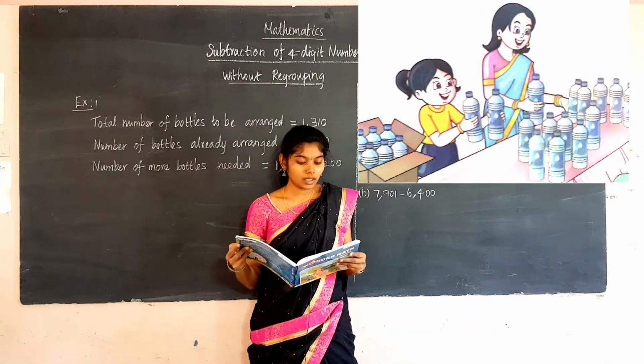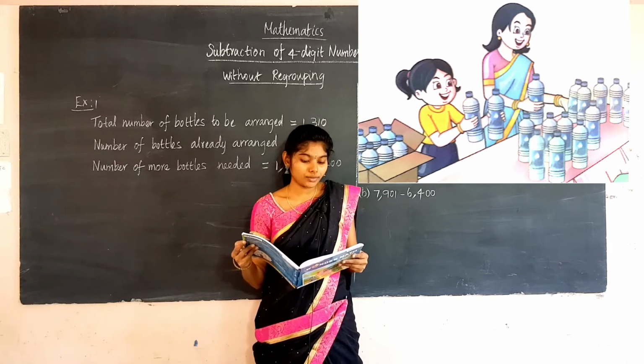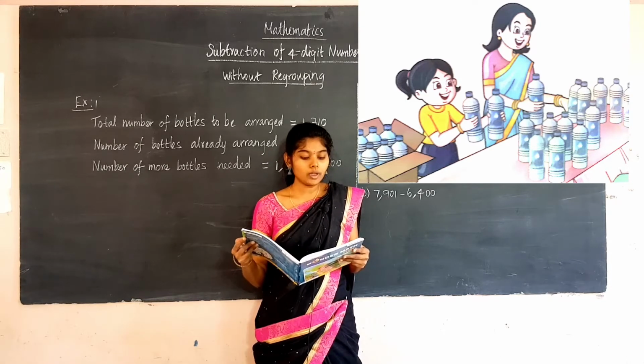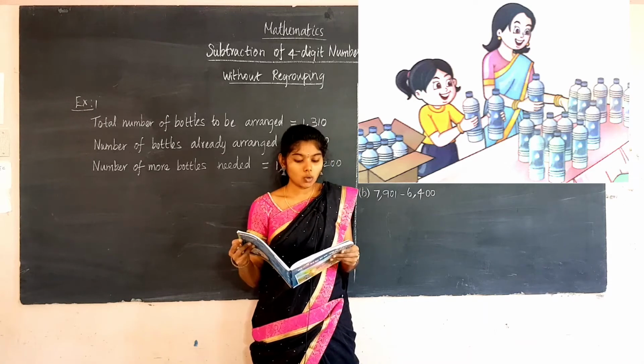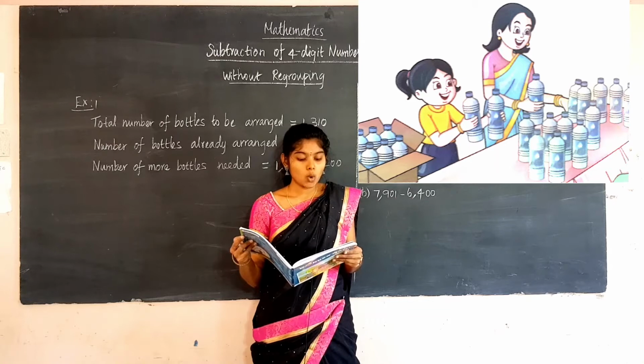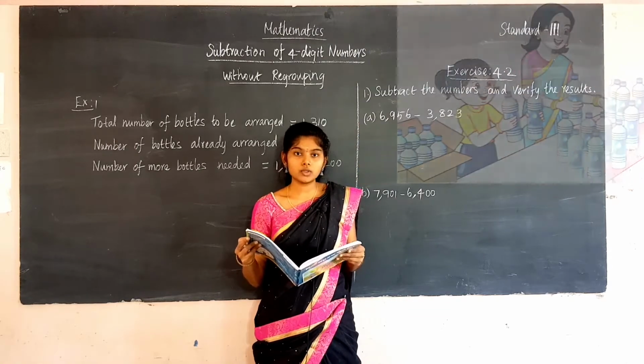Natasha and her mother arranged 1200 mineral water bottles on a table. How many more bottles do they need to arrange so that the total number of bottles is 1310? So one example is given. We are going to try that one.